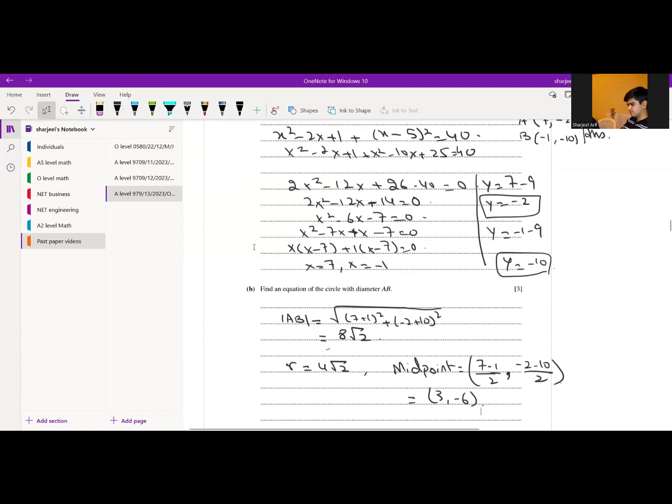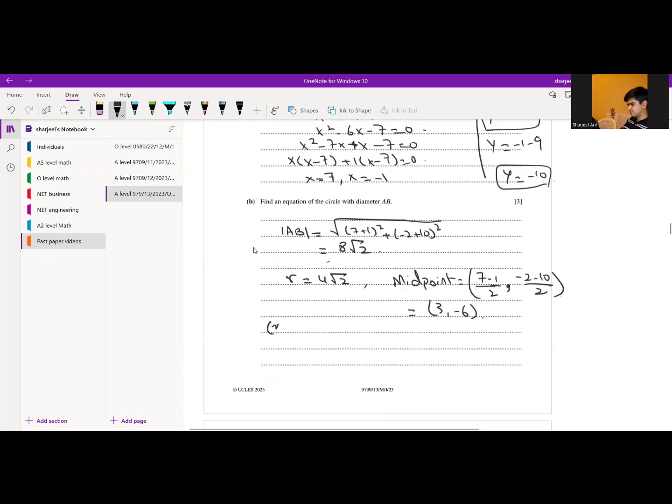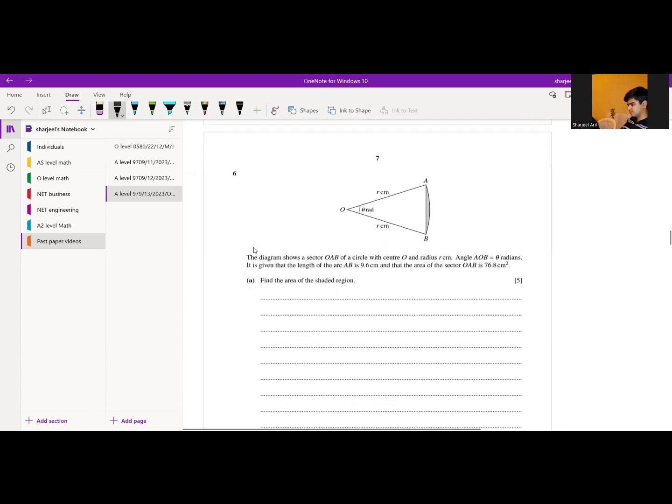So the equation of the circle will be x minus 3 whole square plus y plus 6 whole square equal to 4 under root 2 whole square. So this will be equal to 32. That is our answer. For question number 6, we have a diagram in which we have a sector OAB with center O and radius R, angle AOB with theta radians.